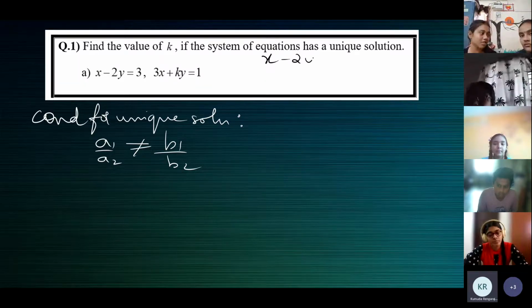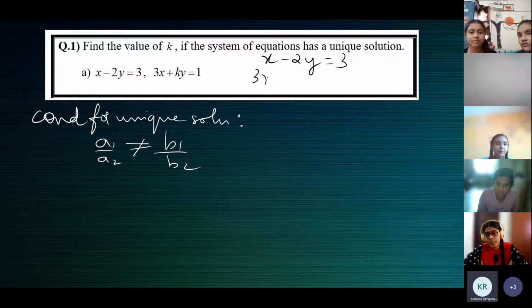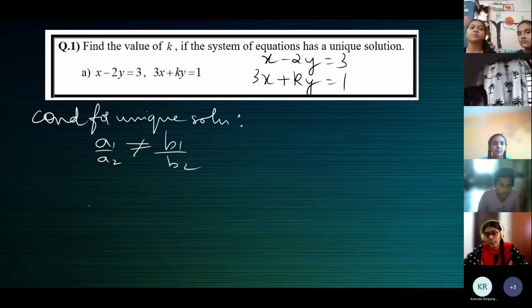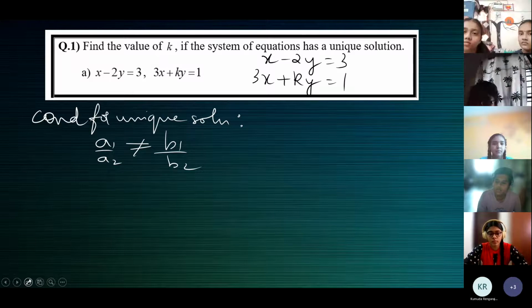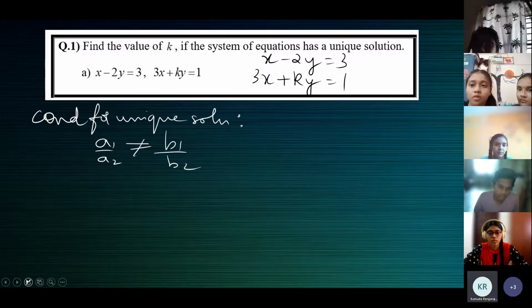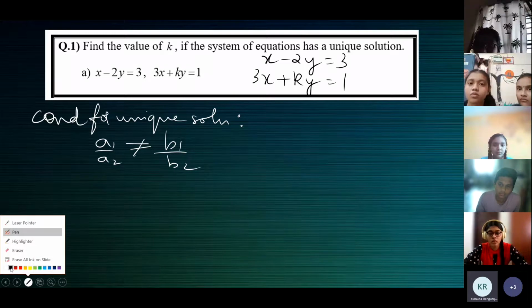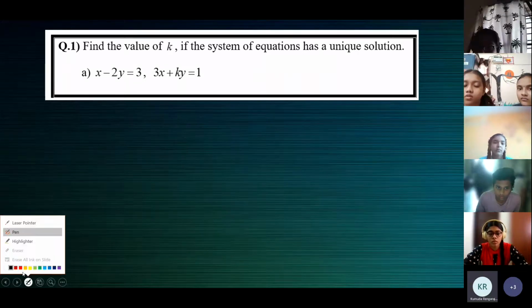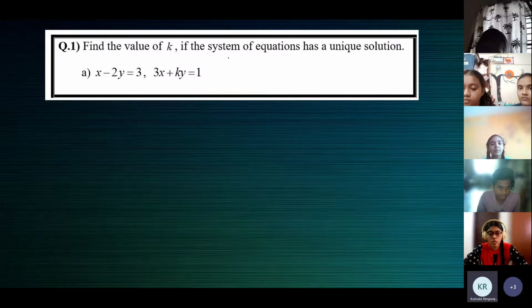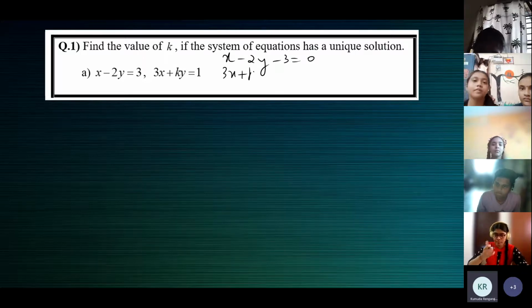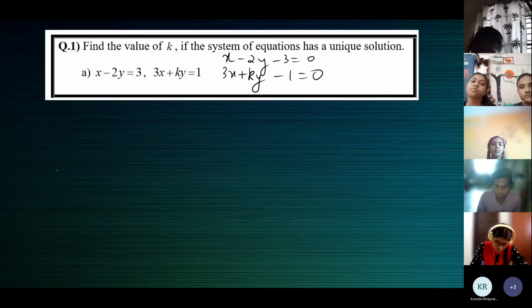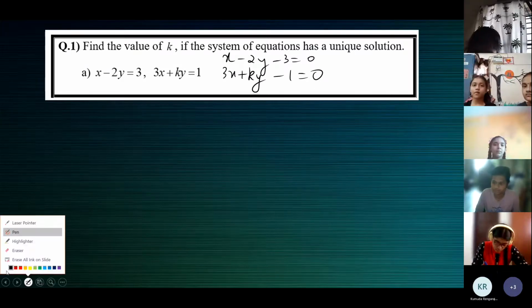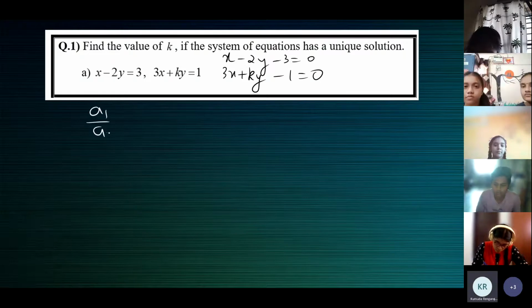Now, what are the values of A1, A2, B1, B2? Before that, you should also write the equation in standard form, because you should have A1, B1, C1 all on the same side. So x minus 2y minus 3 is equal to 0. 3x plus ky minus 1 is equal to 0. And the condition is A1 by A2 is not equal to B1 by B2.